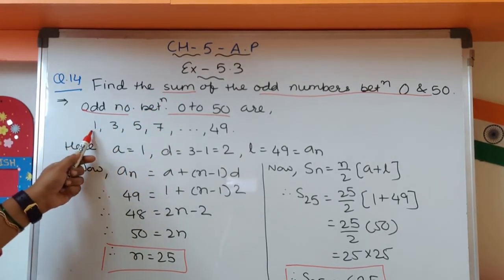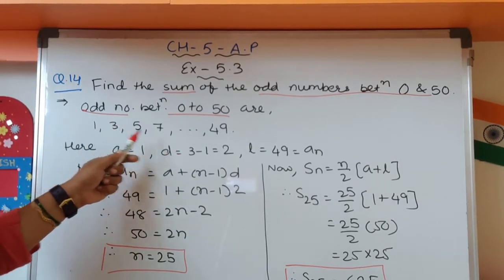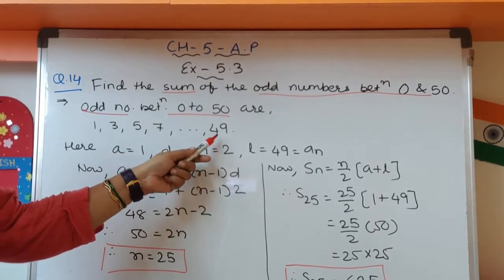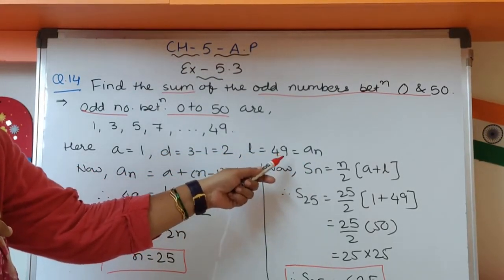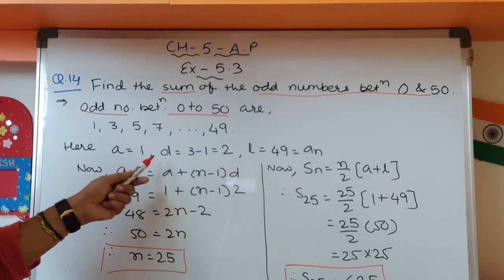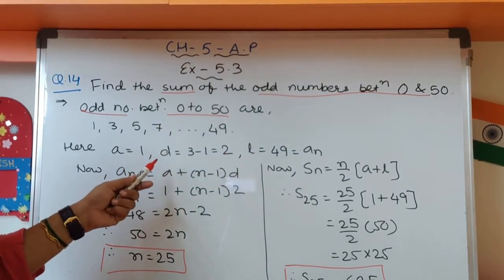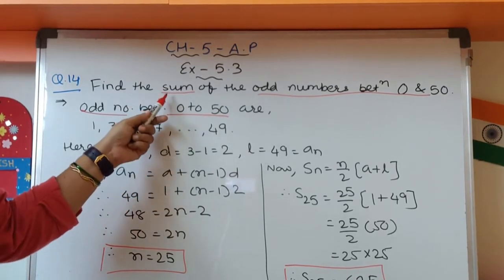We need the values A, L and N. We already have A, it is 1. D is equal to 3 minus 1, which is 2, and 5 minus 3 is 2. L means the last term, it is also An, and it is 49. Using these, we first find small n, because without it we can't find the sum.